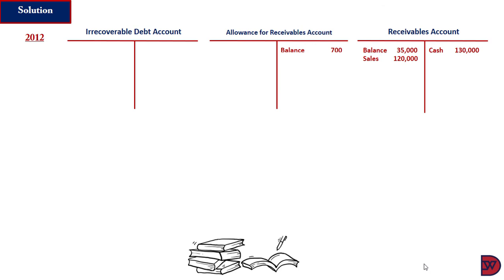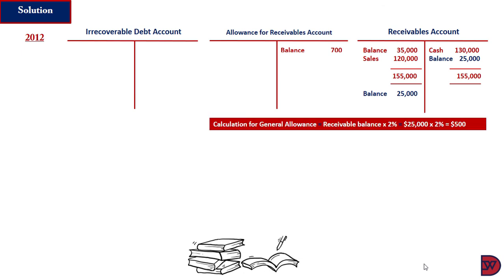So let's first close off the receivables account to get the balance. We draw total lines on both sides of the account. The debit is $155,000. The credit is $130,000. So obviously we put the $155,000 in the total lines. Come to the credit side, find the balance, which is $25,000, and move it to the debits below the total line. Now that we have found the balance, we come to the general allowance. So since there's no irrecoverable debt and there's no specific allowance, we just pick the $25,000 and find 2% of it, which will give us $500. For the year 2012, the allowance for receivables should be $500.